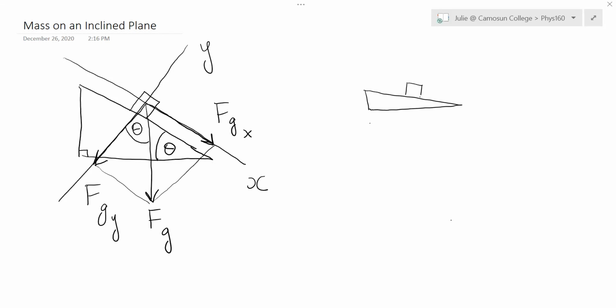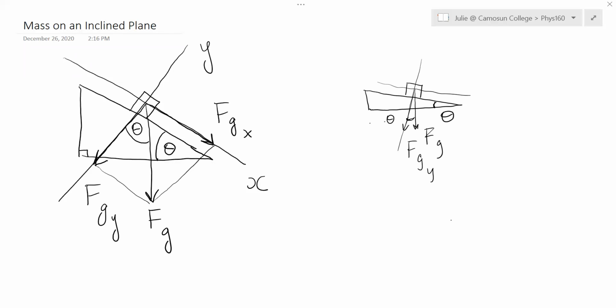We put the box on there, and we have this XY axis, and FGY is here, and FG is here, straight down. And see how there's a really small angle here, theta? That's because this is a small angle here, theta. So it is the angle between FG and FGY that is theta.